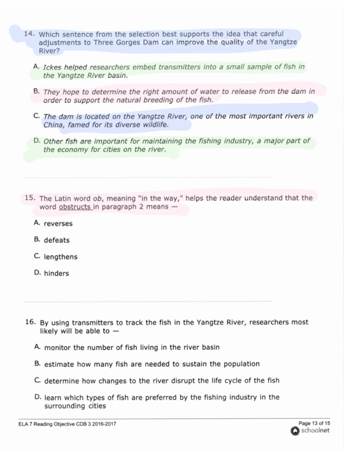15. The Latin word ob means in the way. It helps the reader understand that the word obstructs in paragraph 2 means A. Reverses, B. Defeats, C. Lengthens, D. Hinders.